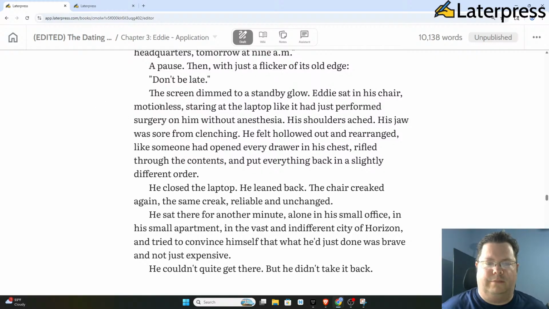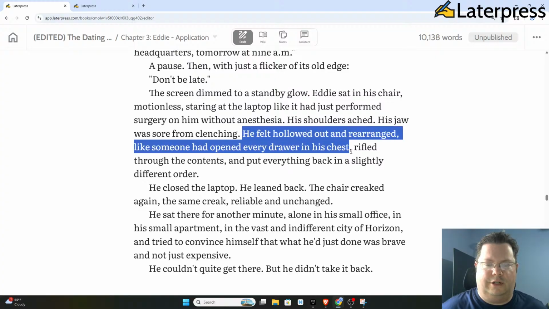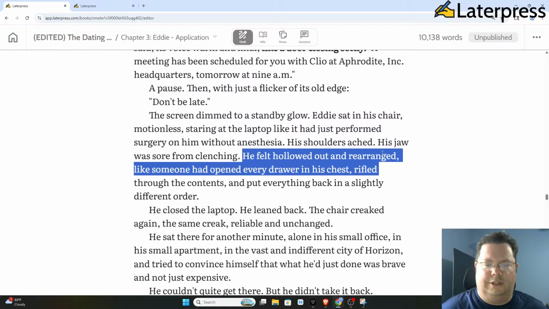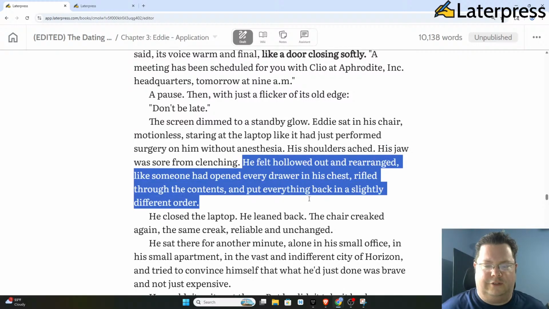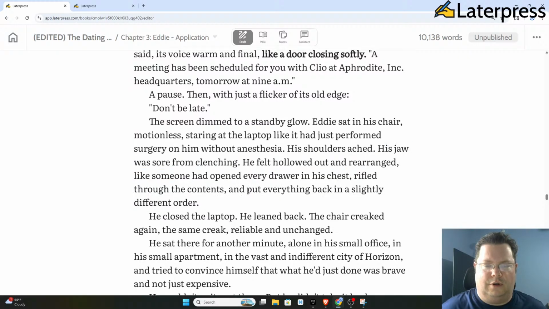Eddie sat in his chair motionless, staring at the laptop like it had performed surgery on him without anesthesia. His shoulders ached. His jaw was sore from clenching. He felt hollowed out and rearranged like someone had opened every drawer in his chest, rifled through the contents, and put everything back in a slightly different order.